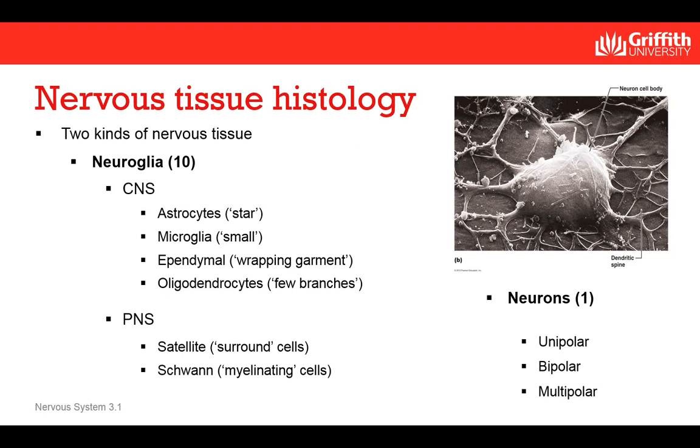Within the CNS, the neuroglia include astrocytes, microglia, ependymal cells, and oligodendrocytes. In the PNS, they include satellite cells and Schwann cells. Neurons may be classified according to how many processes extend from the cell body. They are described as unipolar, bipolar, or multipolar neurons.